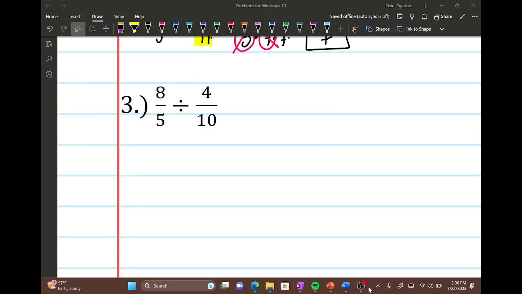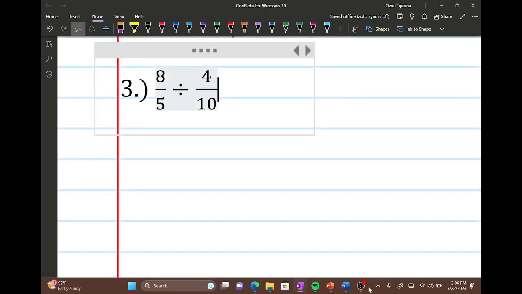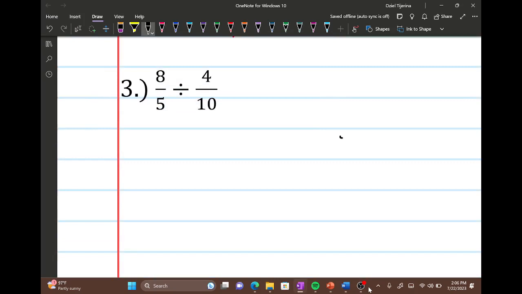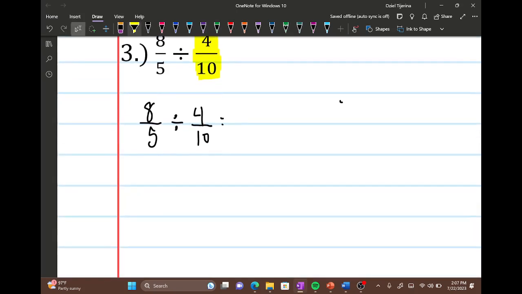So now let's look at this one. 8 over 5 divided by 4 over 10. So you can do this 2 ways. You can reduce this fraction. So let's first write it down. 8 over 5 divided by 4 over 10. And so, like I said, 4 over 10 can reduce. We can divide top and bottom by 2. So we can do 2 over 5 there.